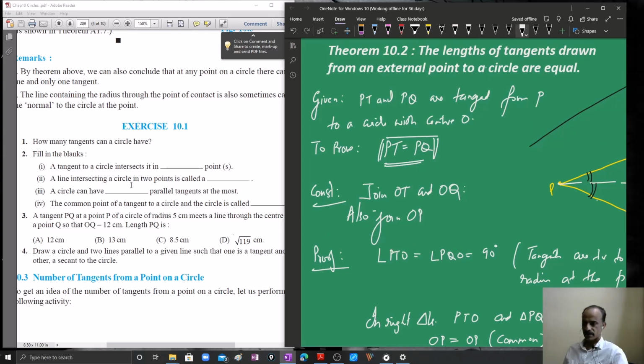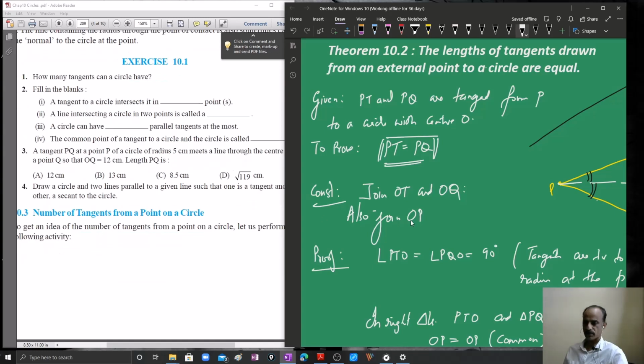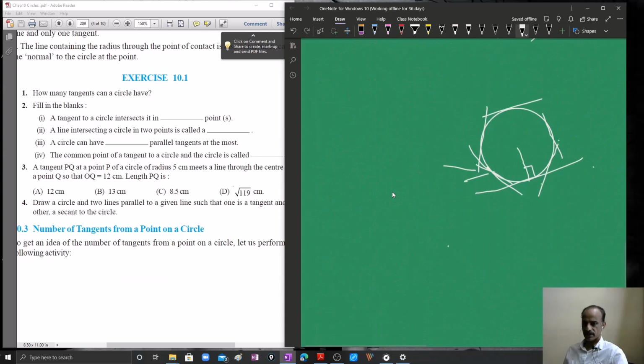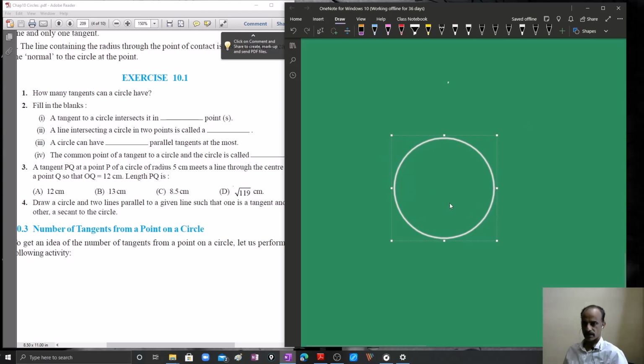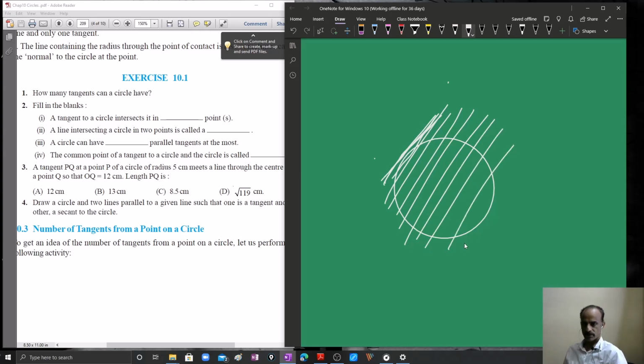The line intersecting a circle in two points is called a secant. A circle can have dash parallel tangents at most. So, the concept of parallel tangents is a very simple thing. Let us draw a circle here and draw parallel straight lines. When you draw parallel lines, you can see that all of them are secants, and now here we have one tangent and the other tangent. So these two lines are parallel. A circle can have dash parallel tangents at the most.